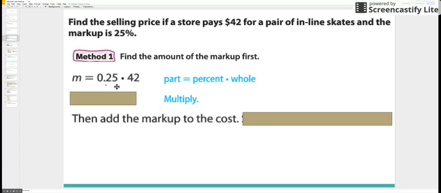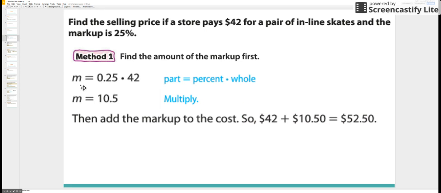So 25%, right? Move the decimal over 2 places to the left. So you're doing 0.25 times 42. 0.25 times 42 is $10.50. So this $10.50 is the markup, okay? That represents 25% of $42. Now, once you know the markup, you just add the markup to the total cost. So $10.50 plus $42 gets you $52.50. So you, the consumer, would be paying $52.50, even though the store only paid $42 for those skates. That's how these stores make money.